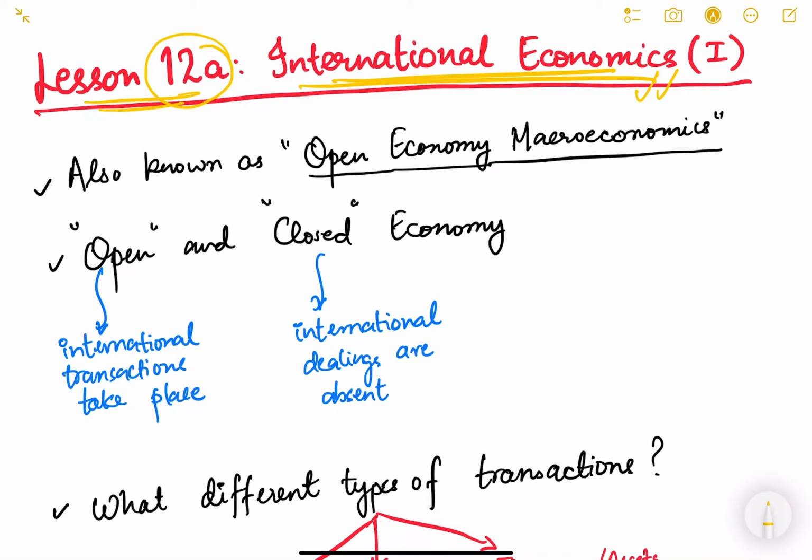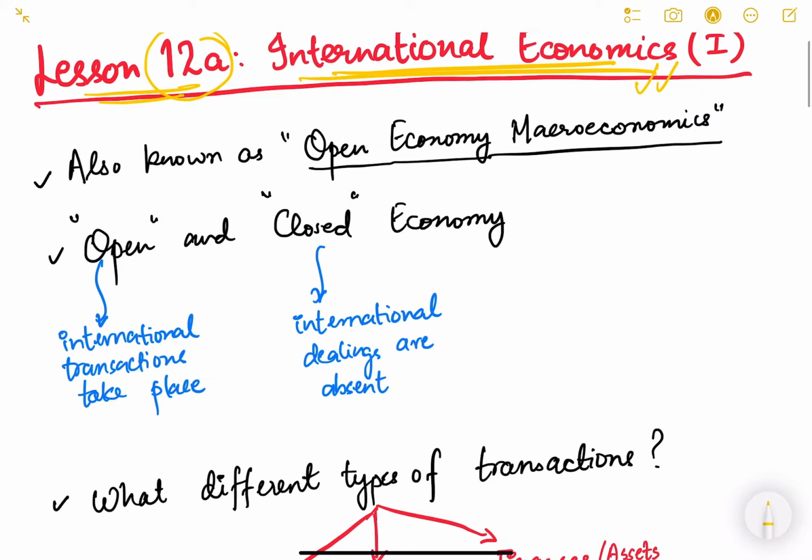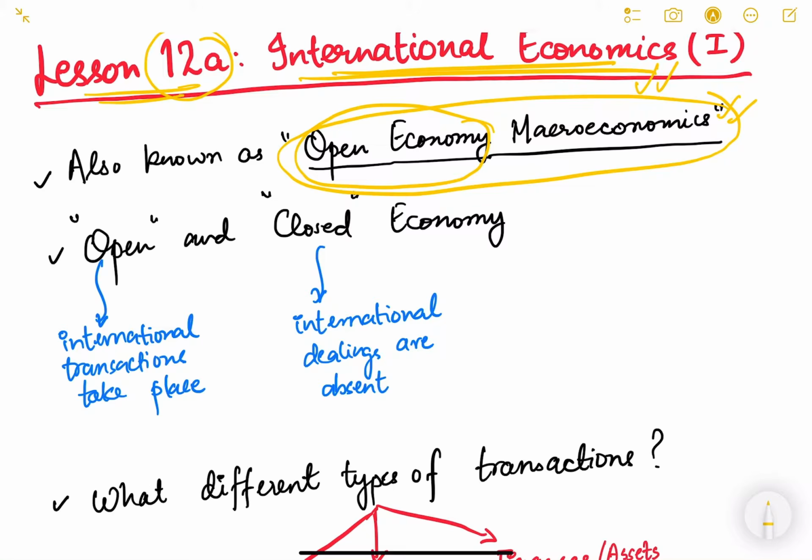So let us begin. As is my convention, I always begin by explaining very basic things to you. So let us first understand the basics about international economics. International economics is also known as open economy macroeconomics. Open economy means that the economy is open for foreign trade and foreign transactions. That's why it is known as open economy.